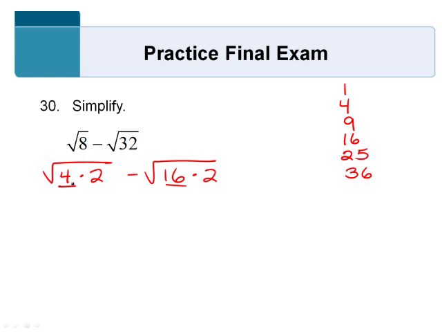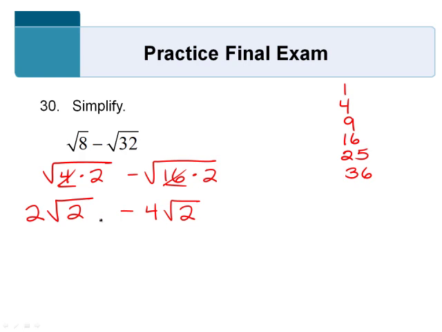The square root of 4 is 2. That comes outside, and you still have the square root of 2 left on the inside. Okay? Bring down the minus sign. The square root of 16 is 4. That comes outside. The 16's gone, but we still have the square root of 2. So now you have 2 square root of 2 minus 4 square root of 2.